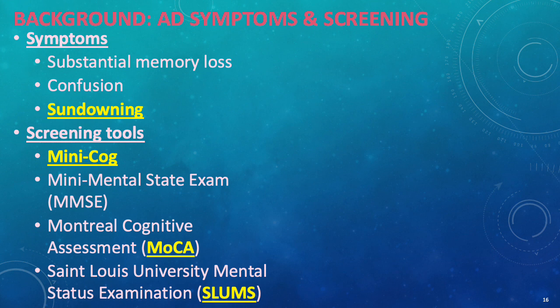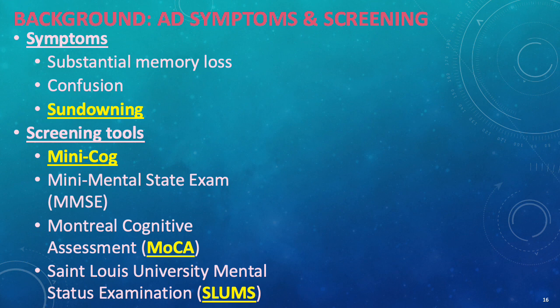Now I want to discuss some symptoms of Alzheimer's and how we can screen for it. And you'll notice that symptoms, they're pretty self-explanatory. There's obviously going to be memory loss and confusion, but there's also something you may have never heard of that's called sundowning. And I'll get into this a little bit later, but it's basically a behavioral change that happens around sunset in patients with Alzheimer's disease.